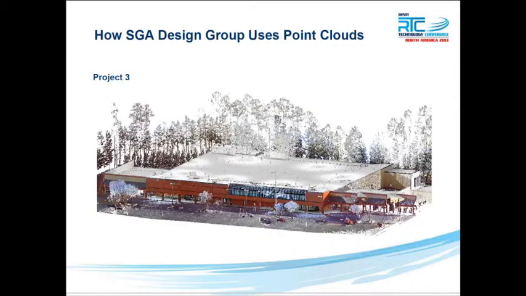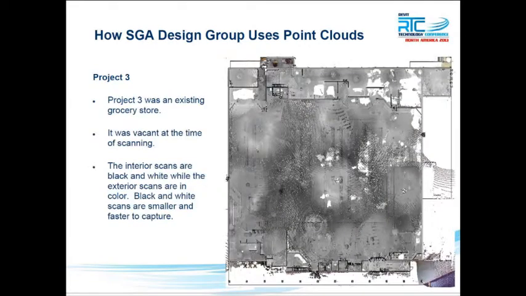Sorry to get you off time. No, that was good. This is project number 3. It was an existing grocery store. It was empty. This was one of the black and white ones, so it's a little hard to tell what's happening there. Once again, this has their Revit model overlaid on it.